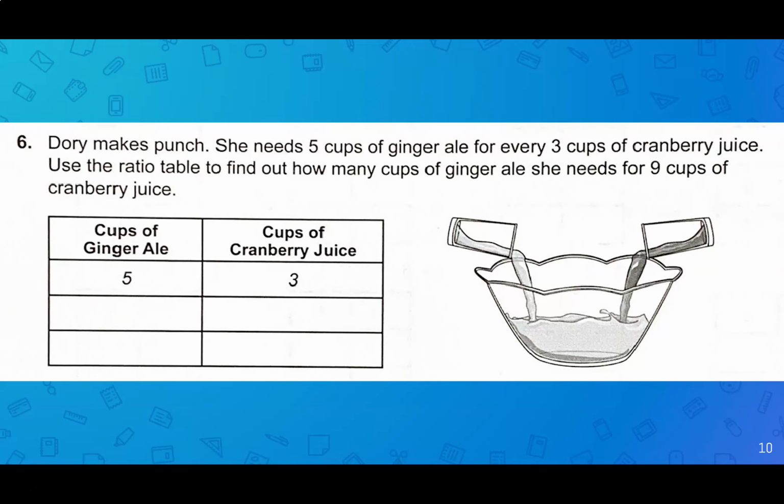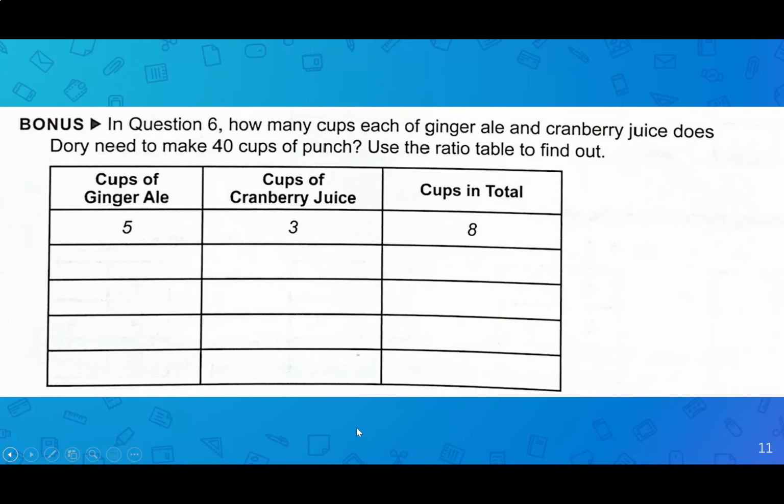I will read question 6 and then I would like you to try it on your own. It says, Dory makes punch. She needs 5 cups of ginger ale for every 3 cups of cranberry juice. Use the ratio table to find out how many cups of ginger ale she needs for 9 cups of cranberry juice. Finally, please try the bonus question.